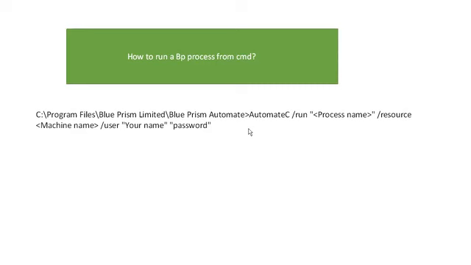So automate C and run is the command, and this is the path you have to use. Once the path has been added, then add the machine name, your username and your password. So if you want to run from active directory through the command prompt, you can use that command.